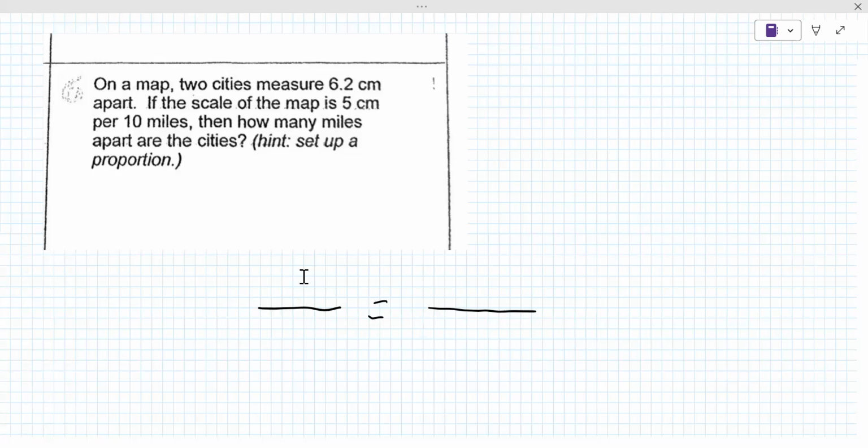Map, 2 cities measure 6.2 centimeters apart. And if you have questions, August, as always, I'm here to help, but good to take a try if you can on your own.